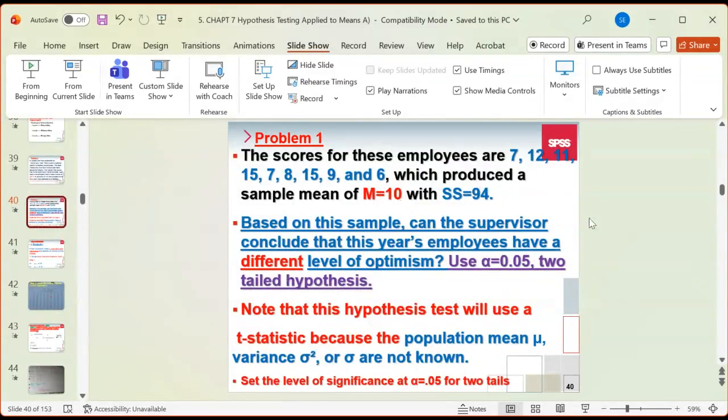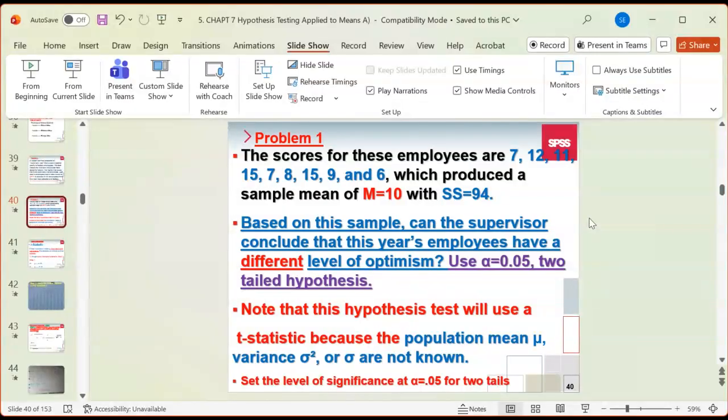And here is each person's score on that optimism test. One person scores 7, then 12, 11, 15, 7, 8, 15, 9, and 6. The mean is calculated for you, the mean for our sample. S is already given to you, 94. So based on this sample, can the supervisor conclude that this year's employees have a different level of optimism?